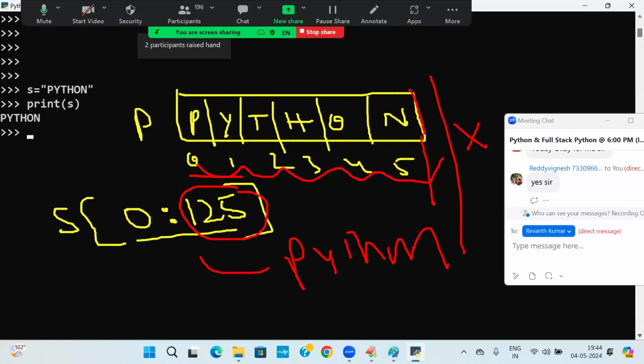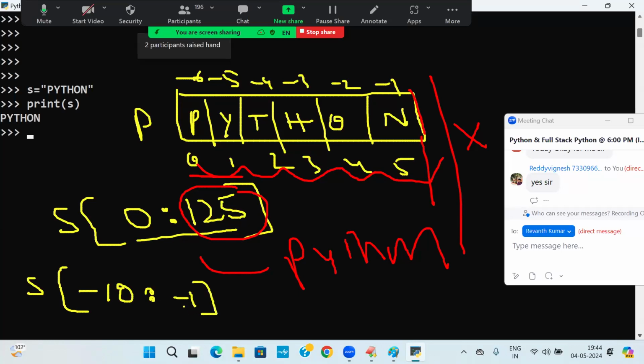Got it or not? One more model. See how many models there are. This is called -6, -5, -4, -3, -2, -1. I am writing here S of -123 colon -1. Actually, -10 is not there. Don't say index error. -6 backside, what is there? -7. -7 backside, what is there? -9.